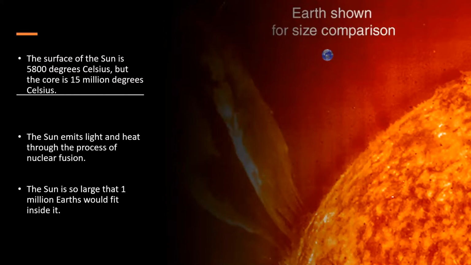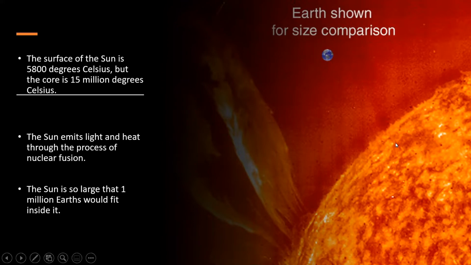This is obviously not in the same photo. It's a picture of a telescope, but the Earth's been put in artistically to show just how big the sun is. It's so large that 1 million Earths would fit inside its volume. You could fill it with Earths, it would fit 1 million Earths inside of it. It's just so huge.